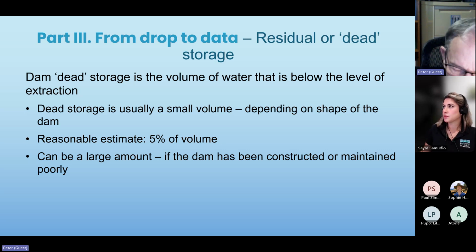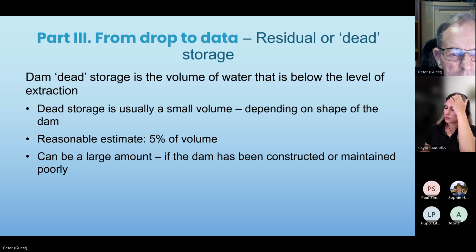So for our purposes, we are assuming an estimate of 5% of the volume, and that's based on some work done by AgVic, checking a number of dams. So for reasonably well designed and built dams, that's not a bad figure. As I mentioned, it could be worse than that.